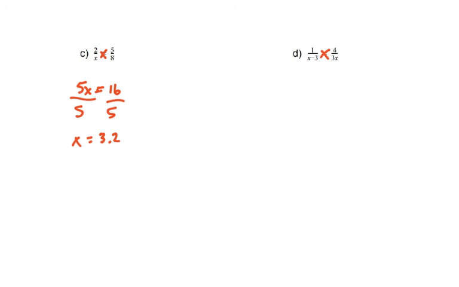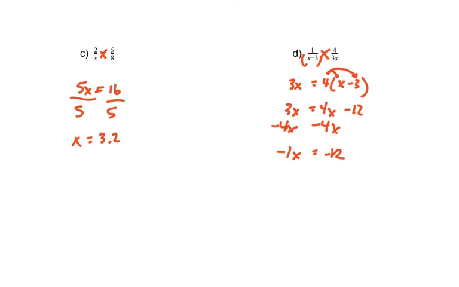Okay, same thing, parentheses here. 3x equals 4, parentheses x minus 3. 3x equals 4x minus 12 after we multiply. Subtract 4x, negative 1x equals negative 12. Divide by negative 1. And remember, as always, you can pause anytime you need to or go back if you have any things that you're not sure about.